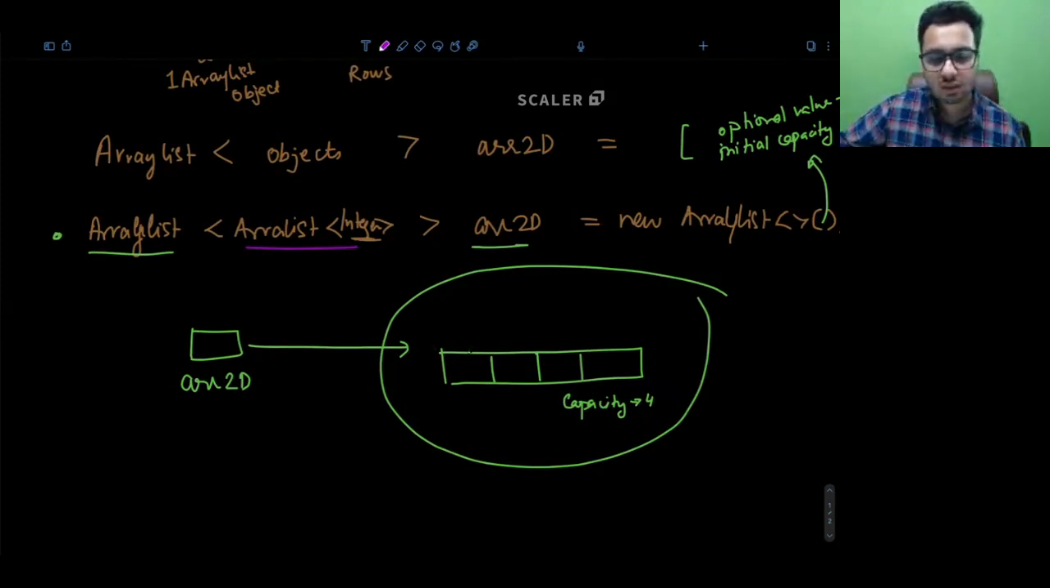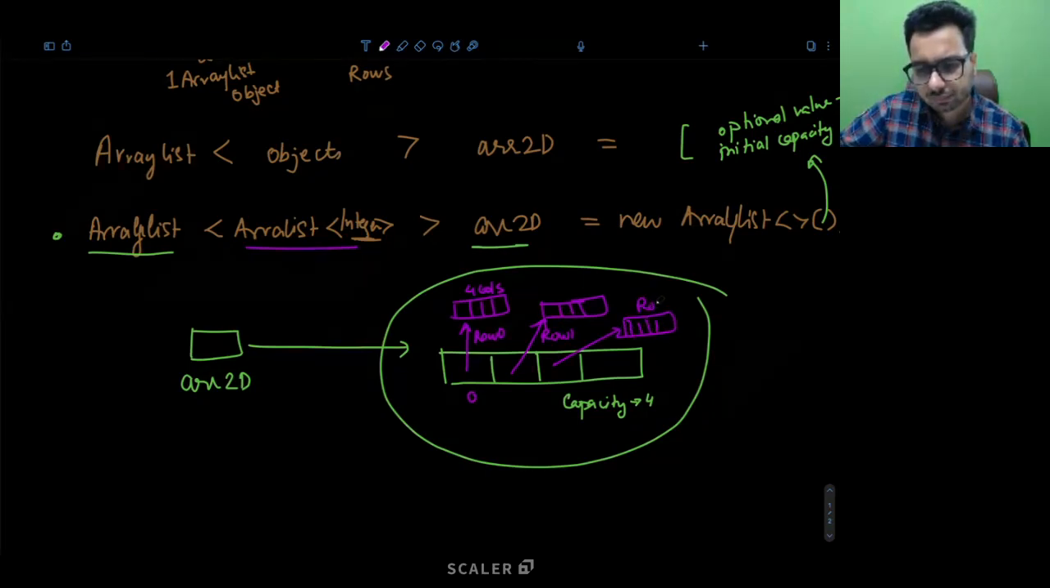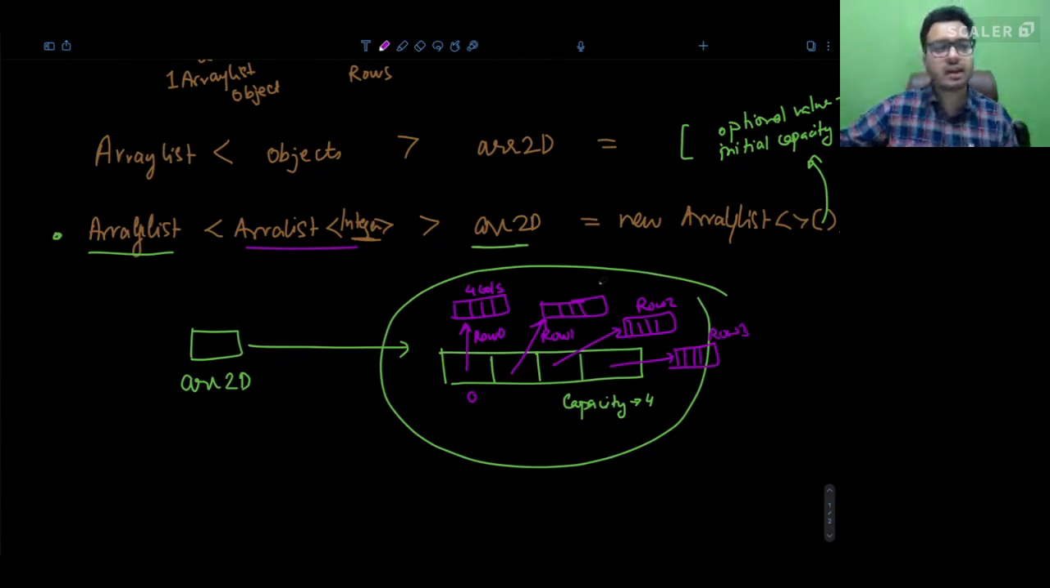Absolutely correct. So now what I want to do is link the 0th bucket with a new array list. I want to say, okay, there is an array list here which contains 4 columns. So this array list becomes my row 0. Similarly for row 1, I have something, I call this row number 1. I have something, I call this row number 2, right? And I have something, this becomes row number 3. So together, this entire data structure forms a 2D array list.